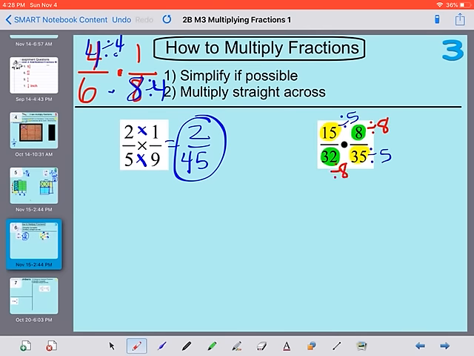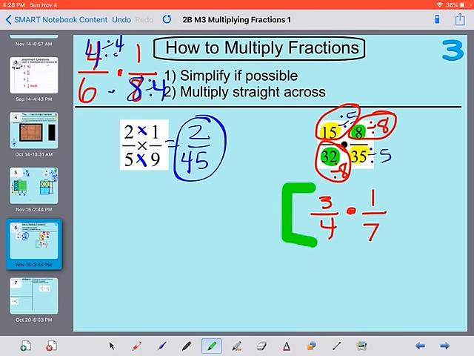So if I simplify this top here, 15 divided by 5 is 3. 32 divided by 8, well, 8 times 4 is 32. We simplified that. And then over here, 8 divided by 8 is 1. And 35 divided by 5 is 7. So this is a lot easier of a problem to multiply than this one was up here because of the big number. So we simplified here and here first.